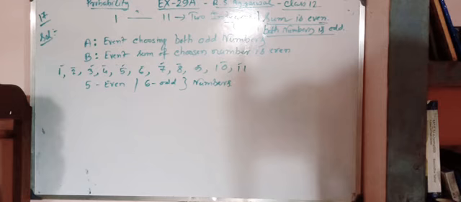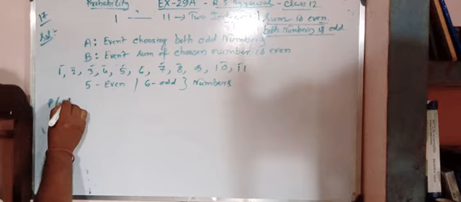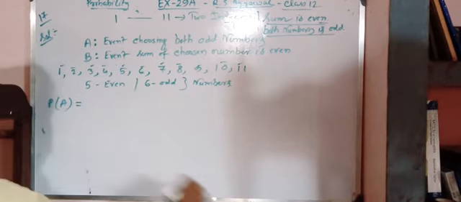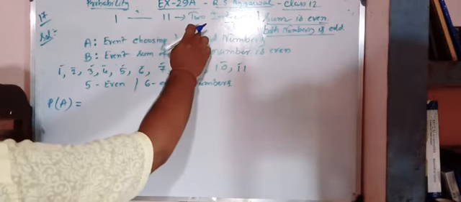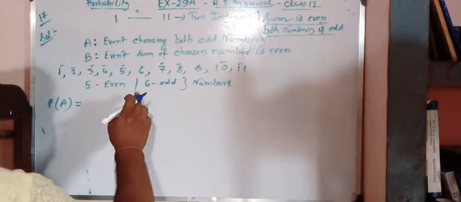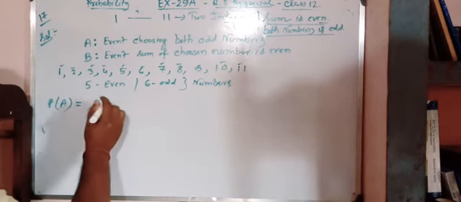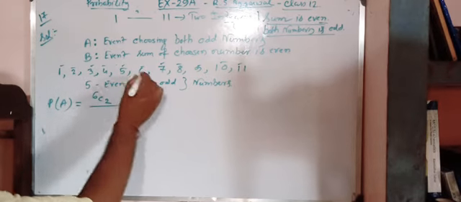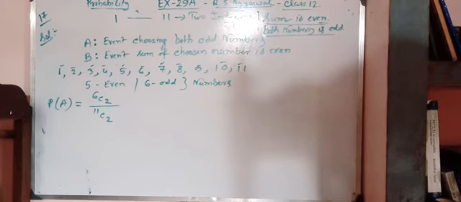Now, probability of A means the event of choosing both odd numbers. We are choosing two integers, so from 6 odd numbers we can choose 2 odd numbers in 6C2 ways, and from 11 numbers we are choosing 2 numbers in 11C2 ways.